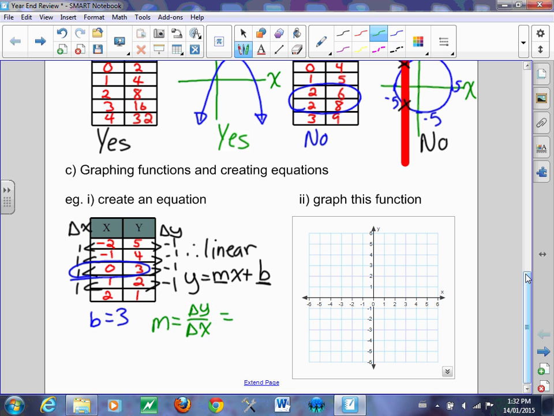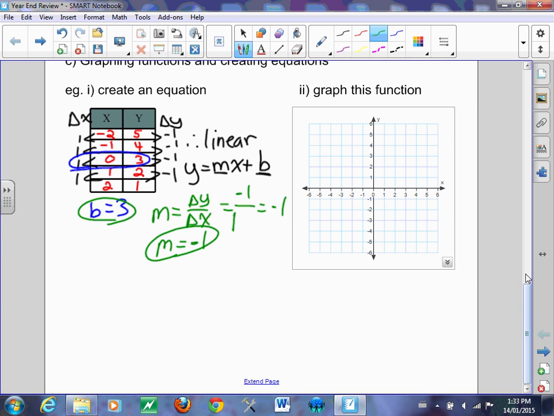So plug in what we know. Delta y is negative 1 over change in x, which is 1. So that's just going to equal negative 1. So we've got m equaling negative 1. We now have b equaling 3. Now we can plug it in to get the equation. So y equals m, which is negative 1, or just negative x, plus b, which is 3. So there is your equation.